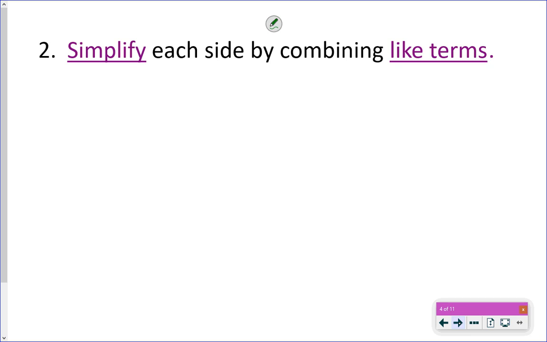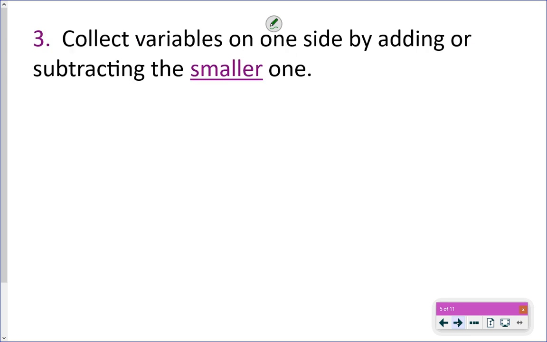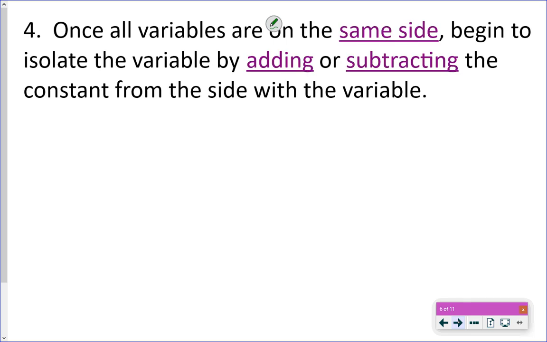Step 2, simplify each side by combining like terms. Step 3, collect variables on one side by adding or subtracting the smaller one. So you always want to move the smaller variable. So if one of them is a negative, that's the one you want to move. Step 4, once all variables are on the same side, begin to isolate the variable by adding or subtracting the constant from the side with the variable.